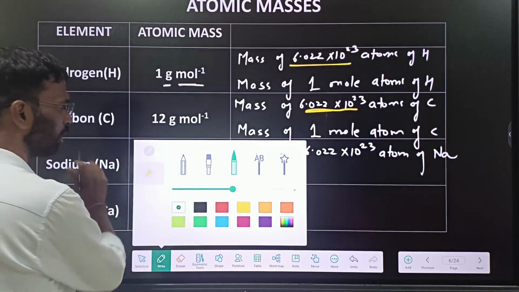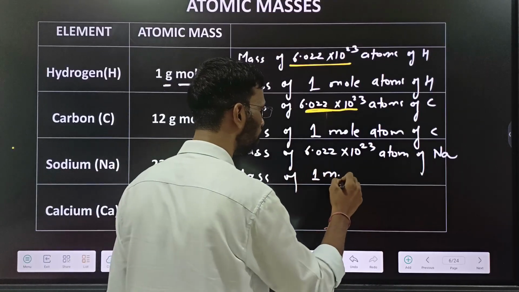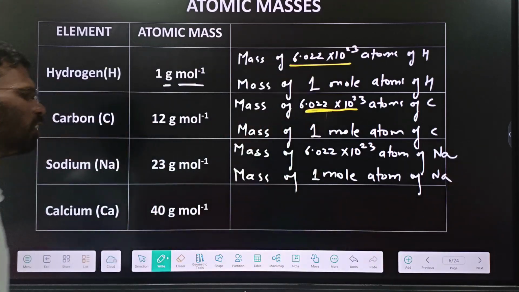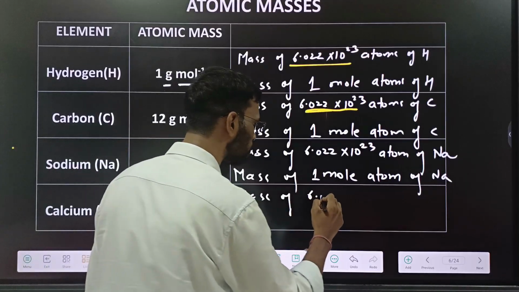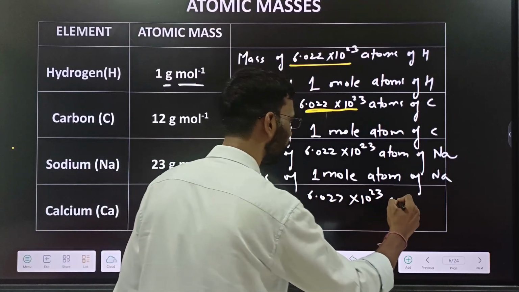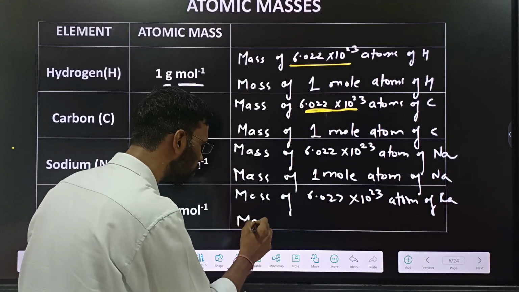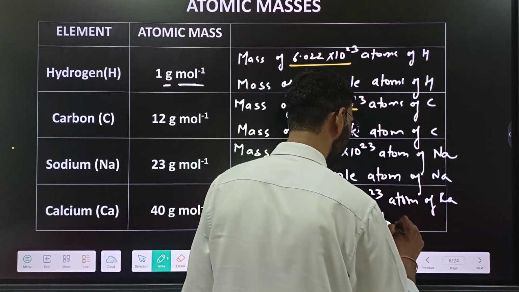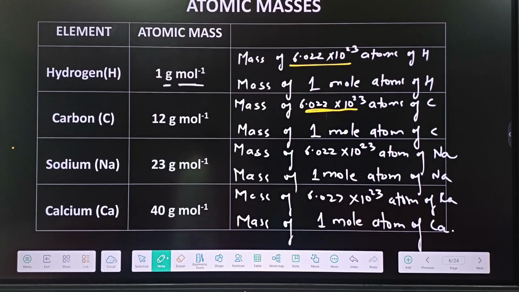I can also say that this is a mass of 1 mole atom of sodium. Same way, calcium over here is given as 40, which means it is a mass of 6.022 into 10 raised to 23 atoms of calcium, also a mass of 1 mole atom of calcium. Hope this is clear, right?